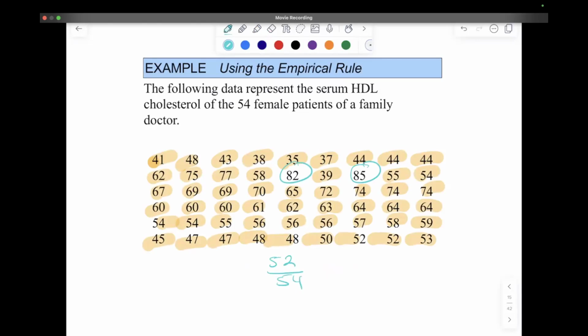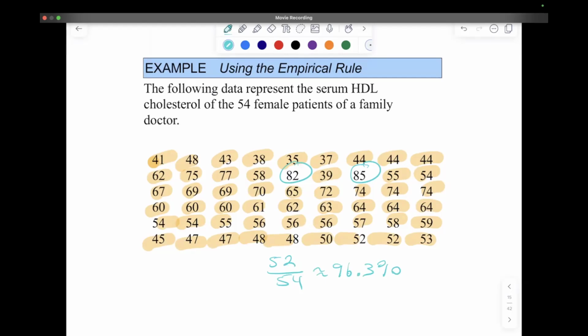So that is approximately 96.3%. So you may recall that approximately 95% of data is in between 2 standard deviations of the mean. 96.3 is pretty darn close to 95.